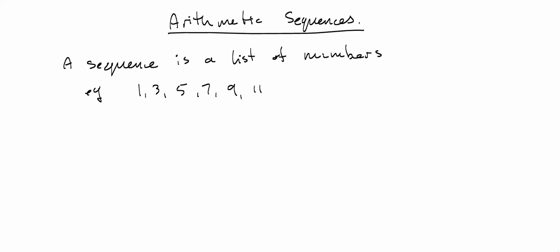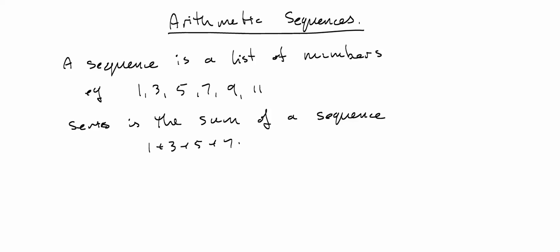Not to be confused with a series, which is a sum of a sequence of numbers. For example, 1 plus 3 plus 5 plus 7 plus 9 plus 11. Another sequence could be the list of square numbers between 1 and 100. For example, 1, 4, 9 up to 100.